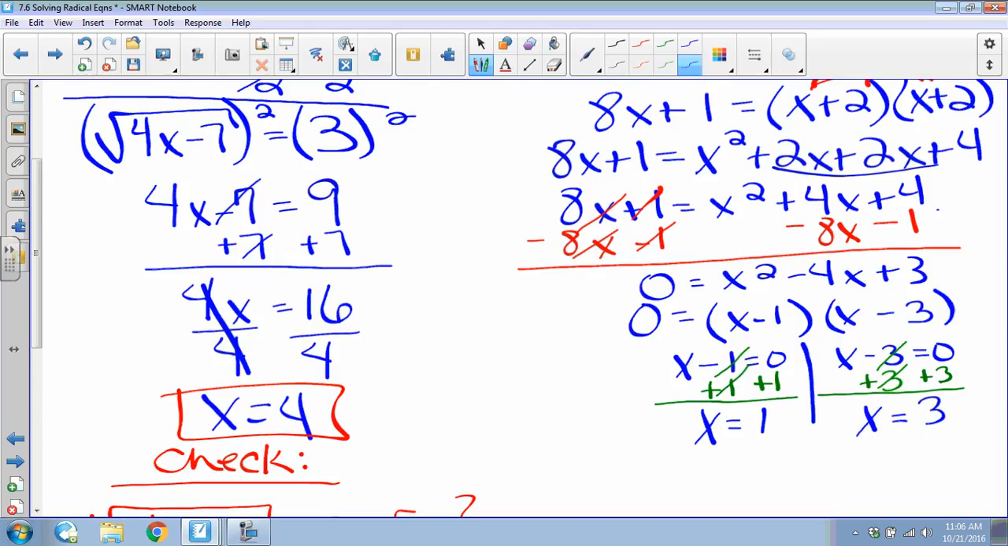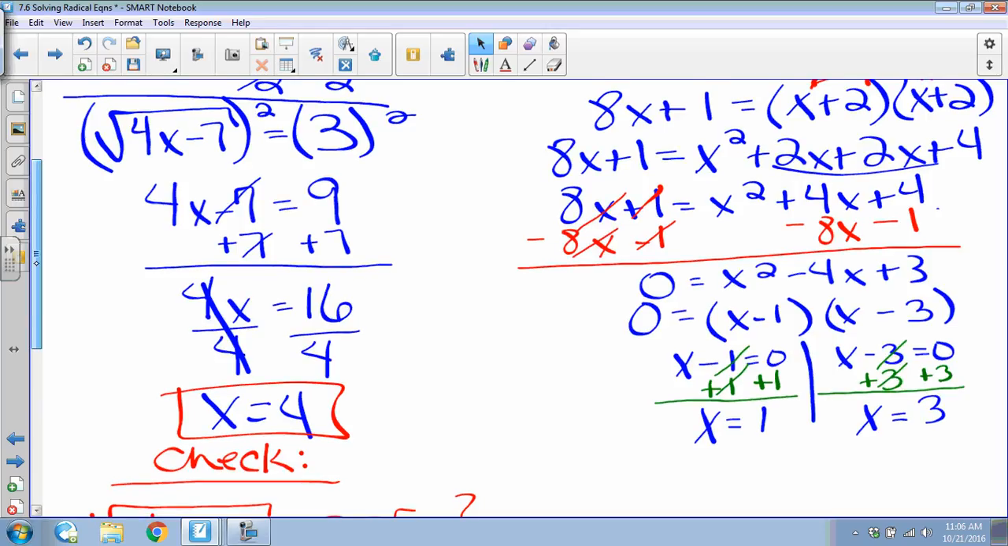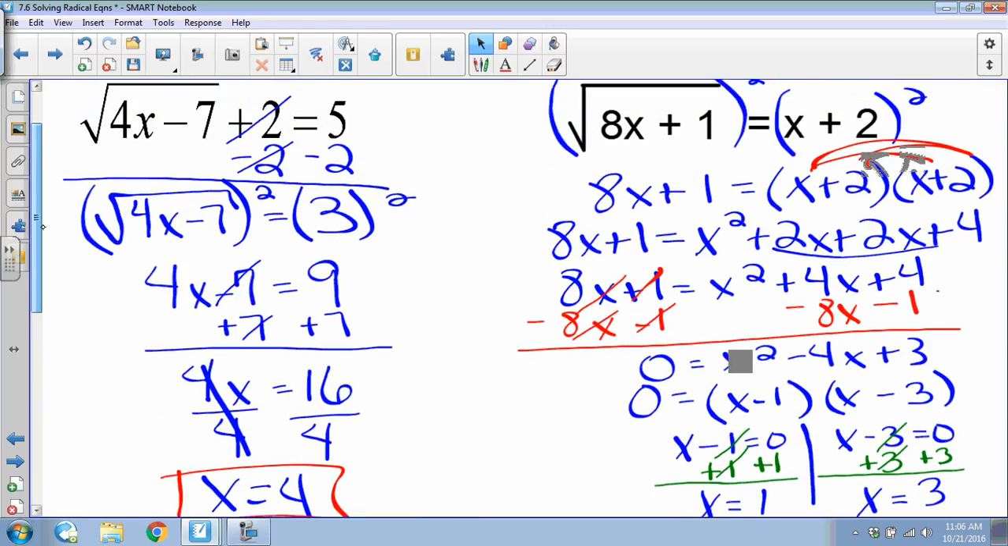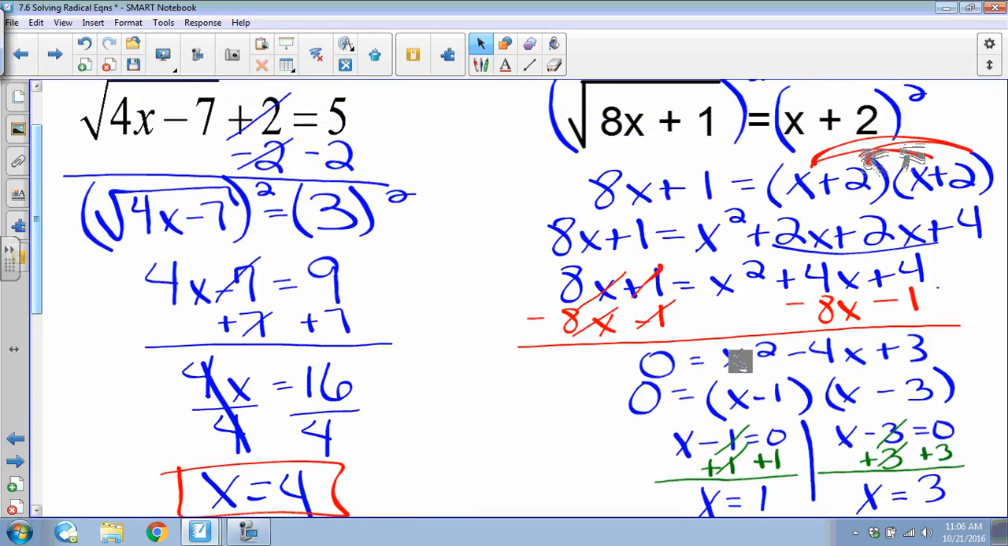When you do, you will see that both of them do work. So we have x equals 1 and x equals 3. So x equals 1, that's the square root of 8 plus 1, which is 9, right? So that's square root of 9 is 3. So when I plug in 1, I get 1 plus 2, which is 3. So you get 3 equals 3. So x equals 1 works. Did y'all follow that?